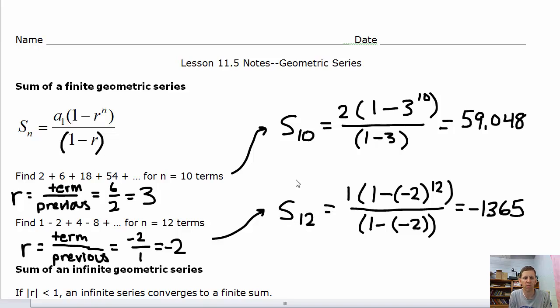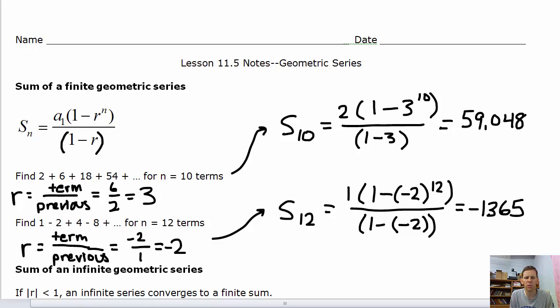That's equal to the first term, which is 1, times parentheses 1 minus the ratio, which we plug in -2 in parentheses. Whenever you're substituting a negative number, always put it in parentheses. Our exponent is 12. That's the same as the subscript. That's n. Close the parentheses off, and we divide it by parentheses 1 minus parentheses -2. If you type this in your calculator correctly, you should get -1,365. If you're having trouble getting this value but feel like you have the formula correct, see me and we can figure out what's going on.